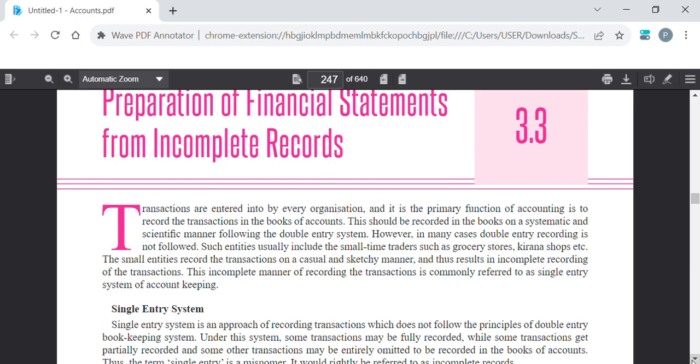So you have 3 to 4 points here. If an organization wants to run, it needs to enter into transactions. Recording them is the primary function of accounting. They should be recorded in the books in a systematic manner, following the double entry system. However, in many cases, double entry recording is not followed; single entry recording is followed. Examples: small time traders, general stores, medical shops. Small entities record transactions in a casual and sketchy manner, for the sake of keeping a record.